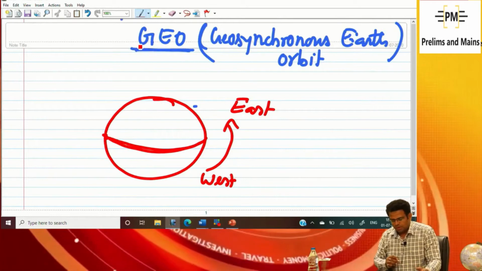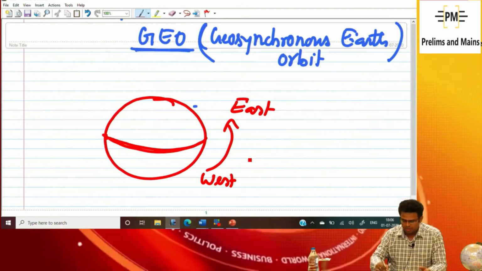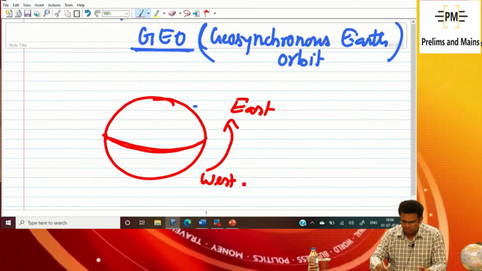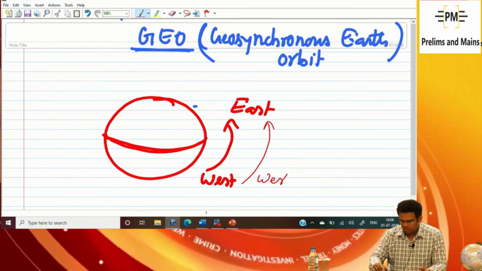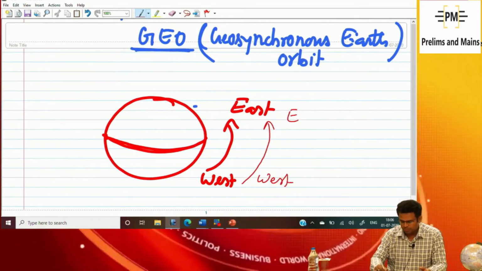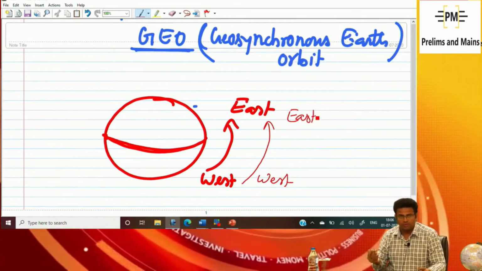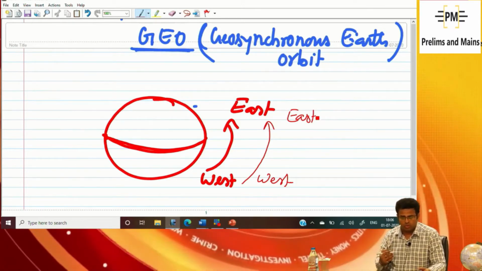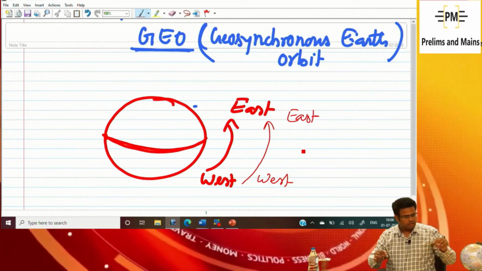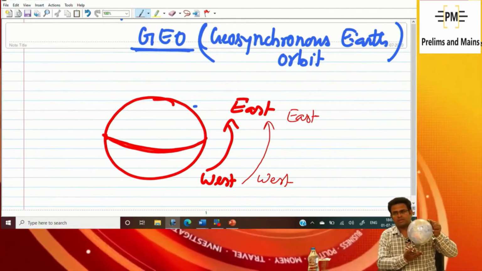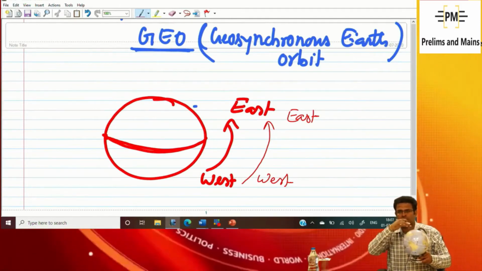So it rotates from west to east, and at the same time our satellite will also revolve around from west to east, and our Earth takes around 24 hours for one rotation.